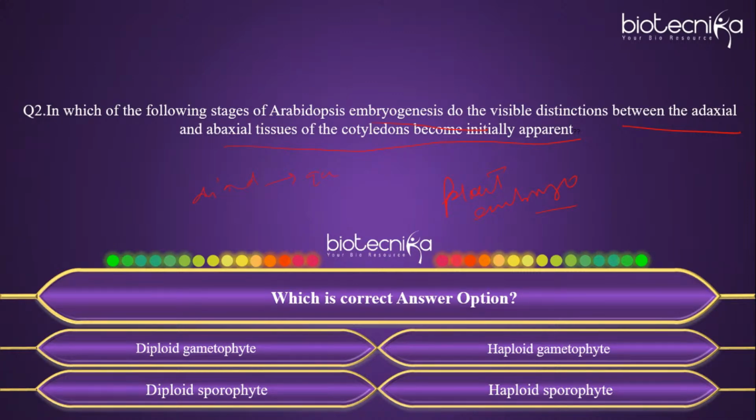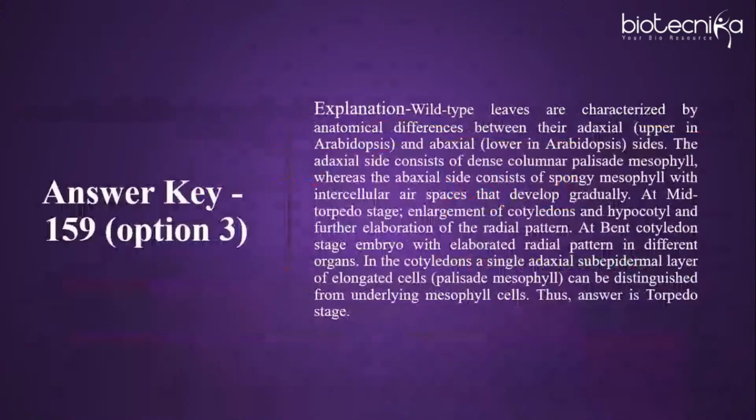So the question that has been asked here is, in which of the following stages of Arabidopsis embryogenesis do the visible distinctions between adaxial and abaxial tissues of the cotyledons become initially apparent? So adaxial and abaxial. Adaxial means upper surface. Abaxial means the lower surface. So in which particular stage of Arabidopsis development do we get a better clarity of these upper and lower surfaces? So let's check out the answer.